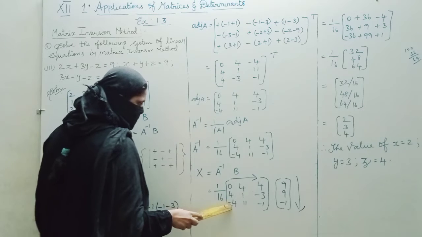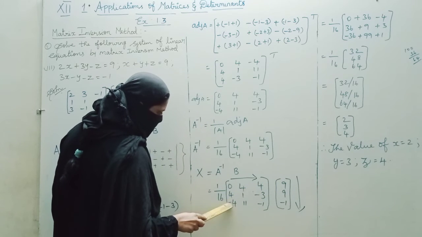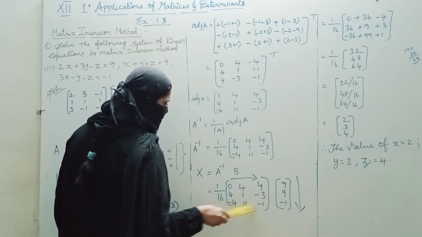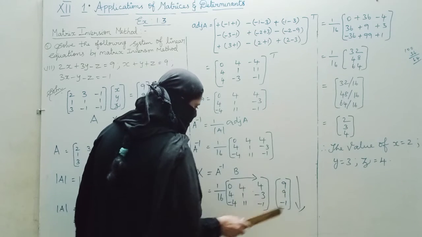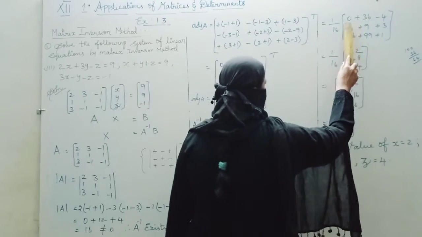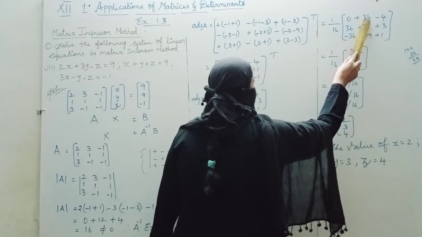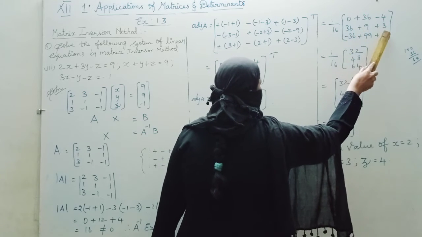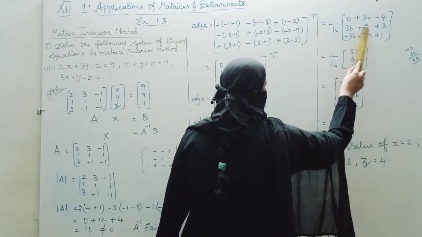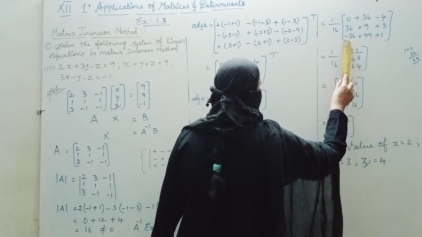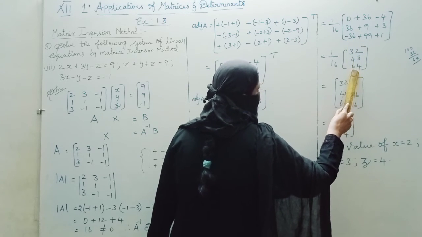Next one. Minus 36 because here minus sign is there. So minus 36, 11 nines are 99. Minus 36 plus 99. Here minus into minus is plus, so plus 1. Now you simplify this one. 36 minus 4 is 32. 36 plus 9 plus 3: 9 plus 3 is 12, 36 plus 12 is 48. 99 plus 1 is 100. 100 minus 36 is 64.